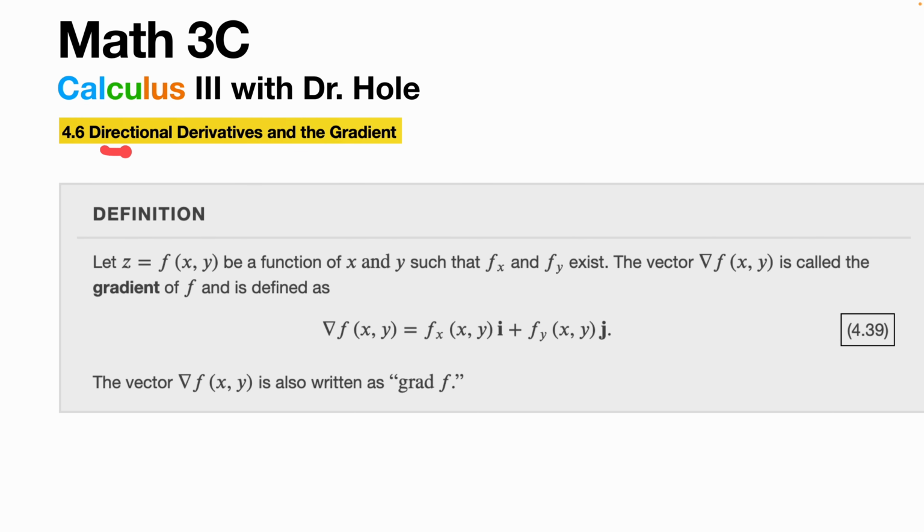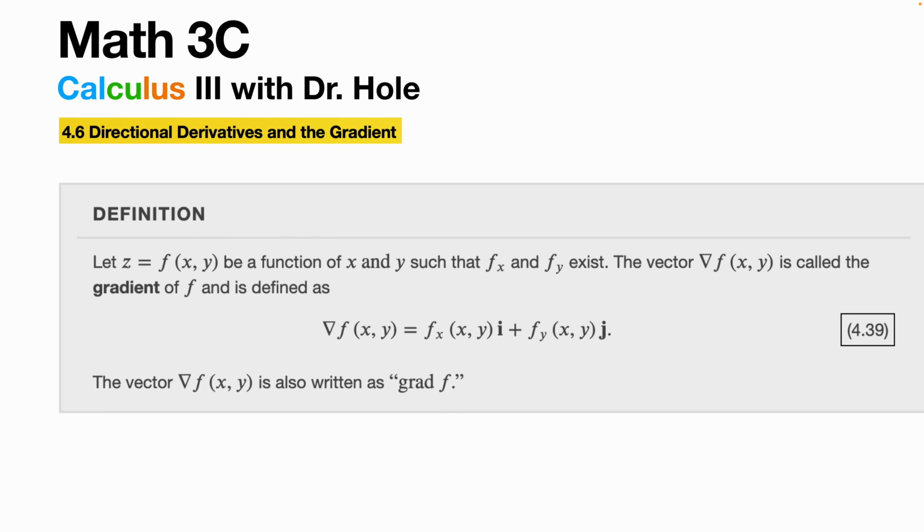4.6 is on this notion of a directional derivative and the gradient. The notion of the gradient is here denoted with this upside down triangle. That upside down triangle is read grad for short, or the gradient of f, grad f. In this particular definition, we're taking f to be a function depending on x's and y's, so that this f is scalar valued, but the gradient of f is going to be a vector valued function.